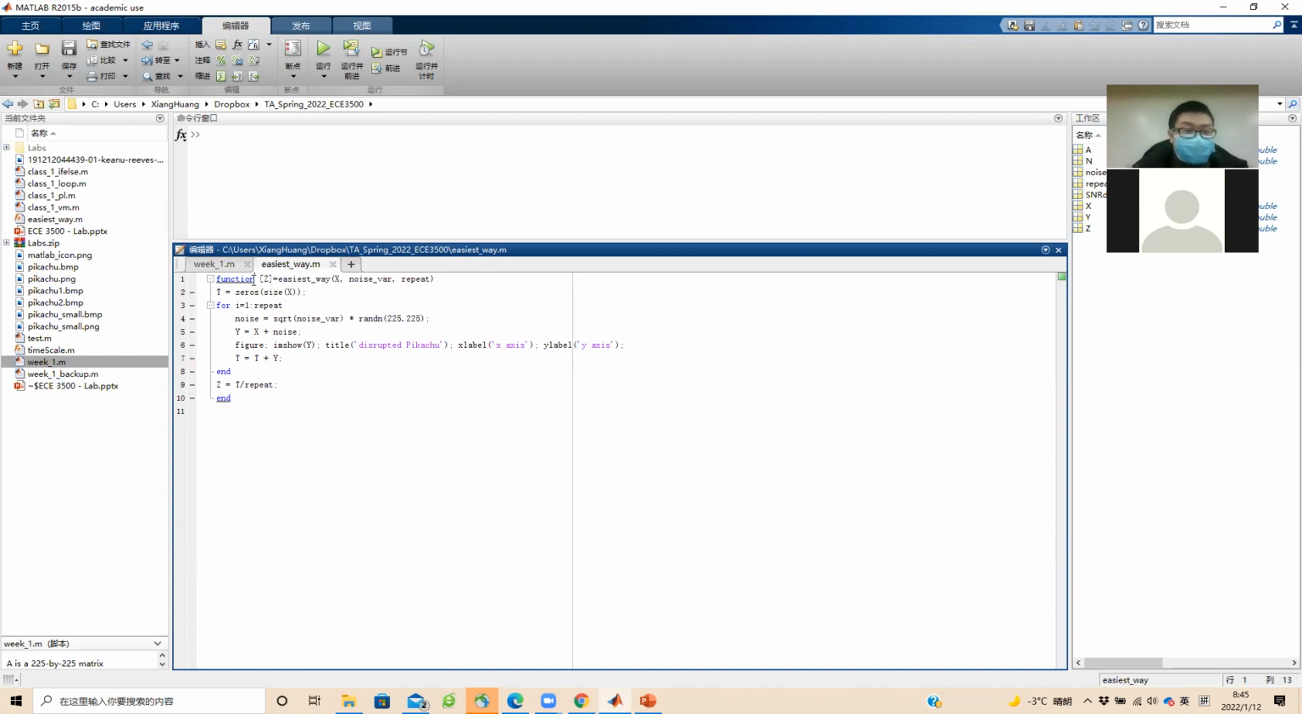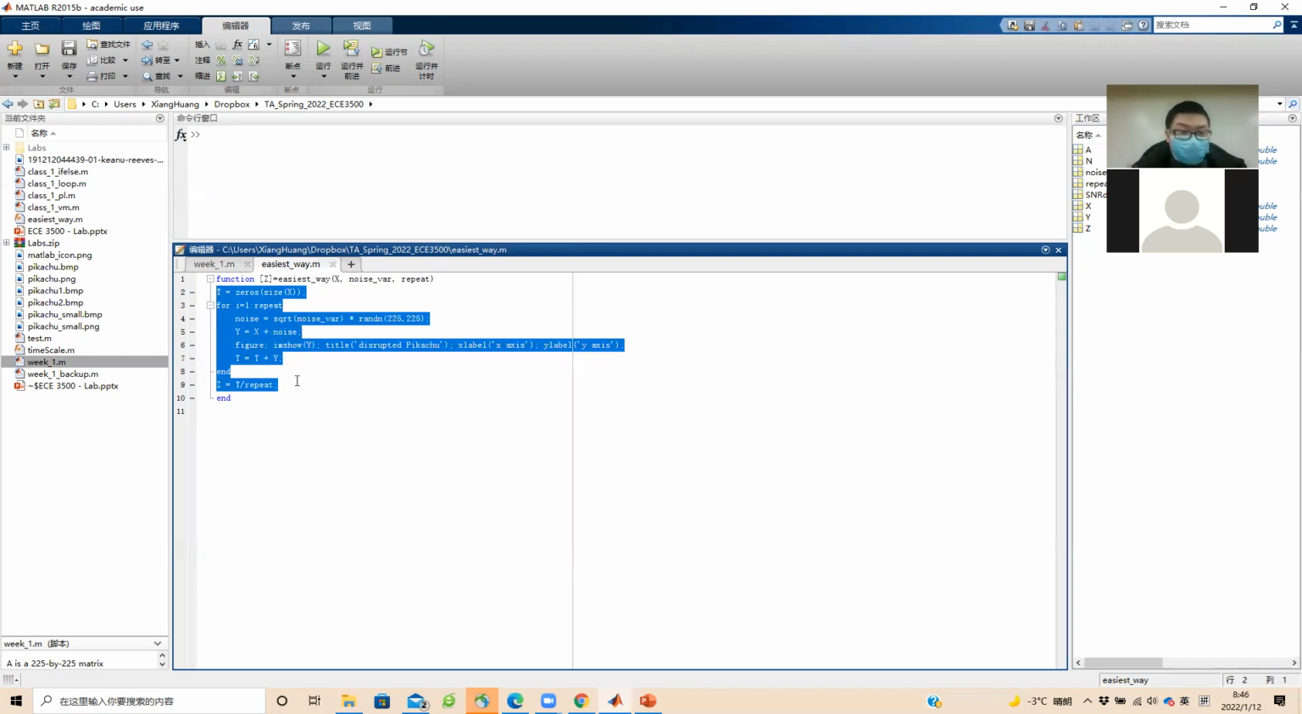For functions, firstly, we should have the function declaration and the end mark. The next thing is the output variables; you can name them whatever you like. The next thing is the function name, and then the input variables. The rest of the part is the programming block.